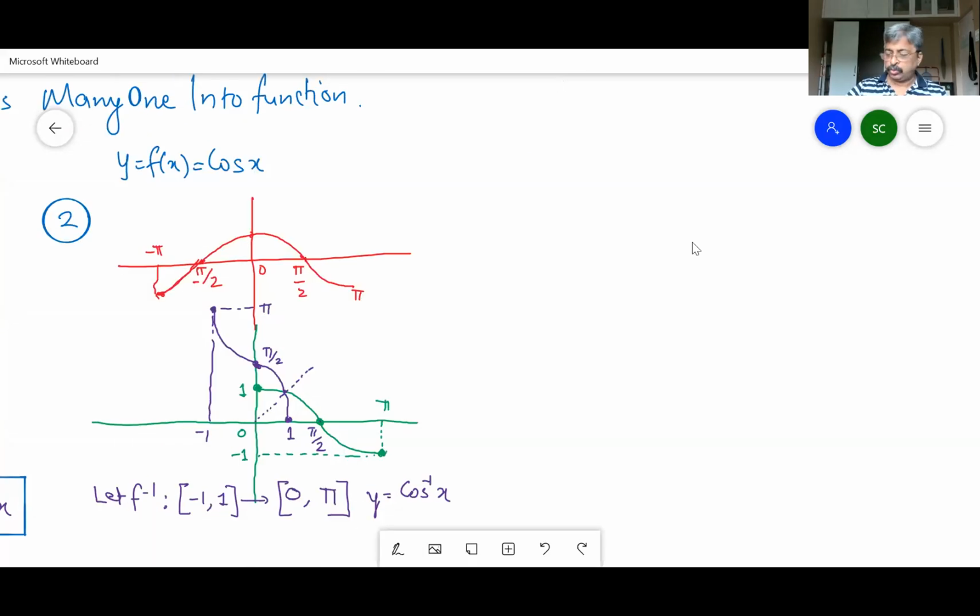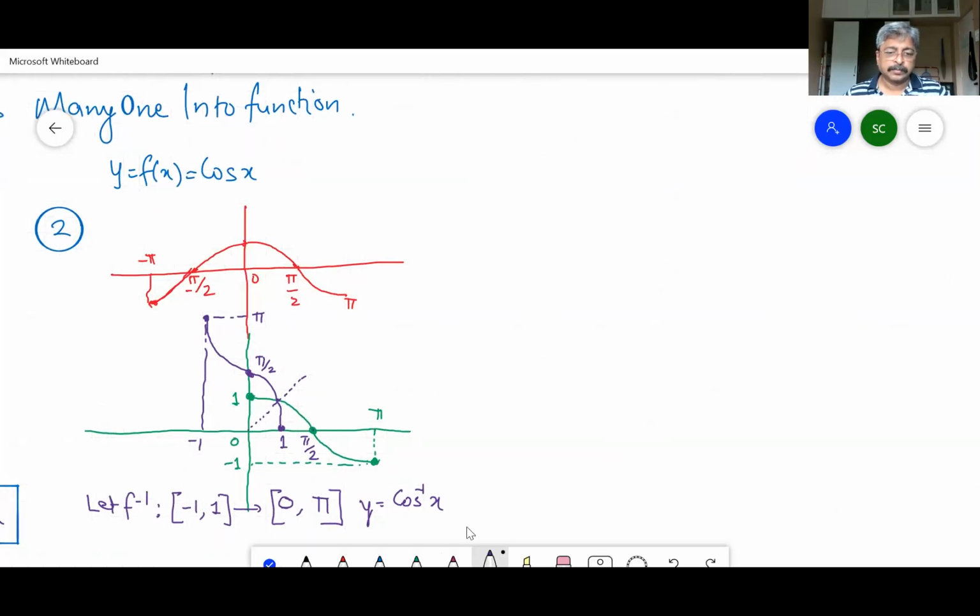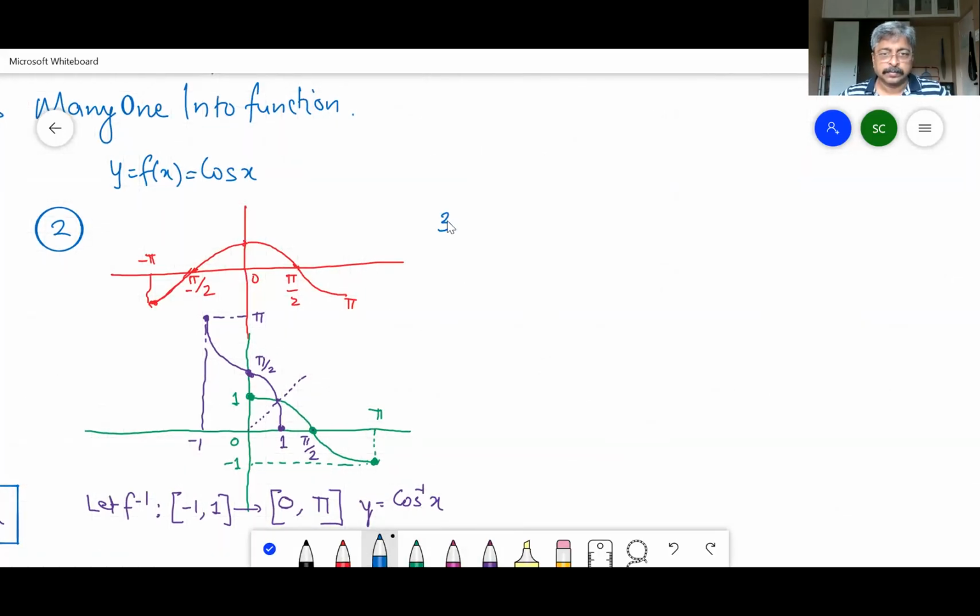What I expect you to do now is this: y is equal to tan x. Sketch tan x, decide the domain and codomain so that it becomes one-one onto, decide the inverse, sketch the inverse and decorate. Okay, I give you 3 minutes for this. Do it.